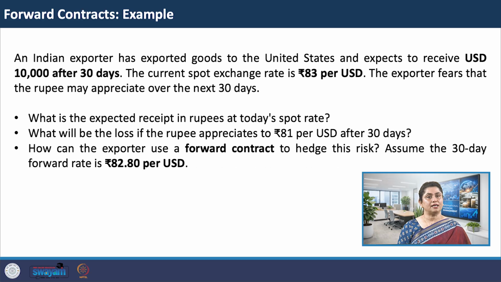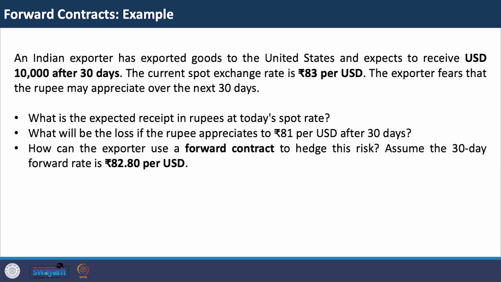Now let us understand this with an example. Suppose an Indian exporter has exported goods to the United States and expects to receive USD 1 lakh after 30 days. The exporter will ultimately need rupees because most of the firm's expenses, salaries, rent, electricity, raw material cost, taxes and other operating expenses are incurred in the domestic currency. Hence, the exporter is going to utilize the forward contract.